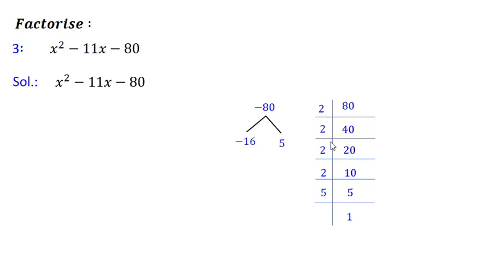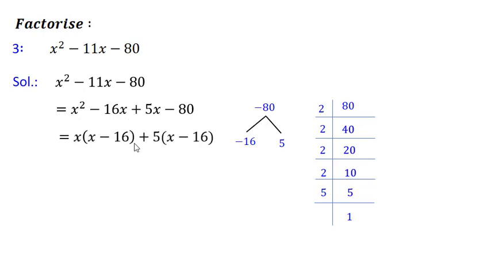So 2, 4, 8, 16: you take one factor as minus 16 and the other factor as plus 5. With practice you will be able to solve all these things smoothly. If you are not practicing, then it is a bit difficult for you. So x square minus 11x minus 80 I will write as x square minus 16x plus 5x minus 80. Now from the first two terms I will take x common. After taking x common I have x minus 16, plus from here I will take 5 common, so I have again x minus 16. Now x minus 16 I will take common, so I have x minus 16 into x plus 5. This is the required factorization of x square minus 11x minus 80.